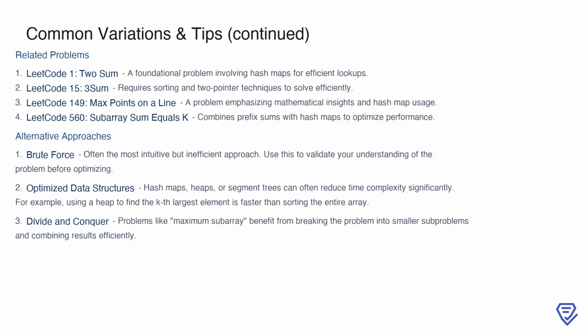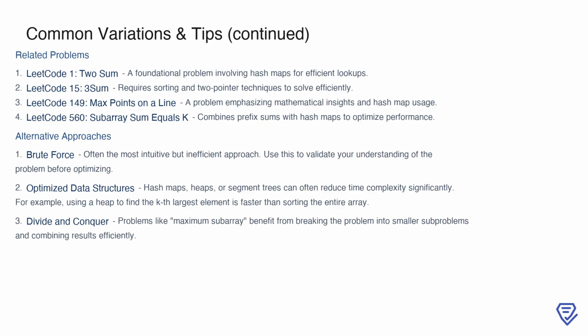LeetCode 149, Max Points on a Line, emphasizes mathematical insights and hash map usage, pushing you to think creatively about representing relationships between points. Finally, LeetCode 560, Subarray Sum Equals K, combines prefix sums and hash maps to achieve optimal performance. In addition to understanding these problems, it's useful to explore alternative approaches.